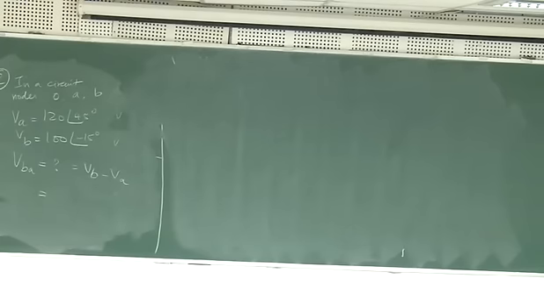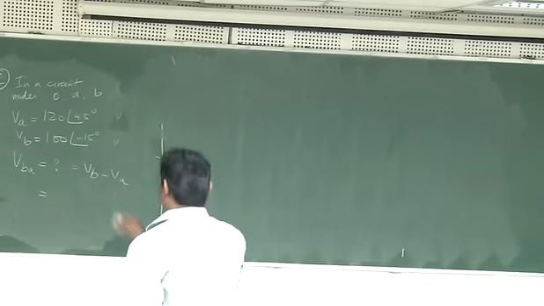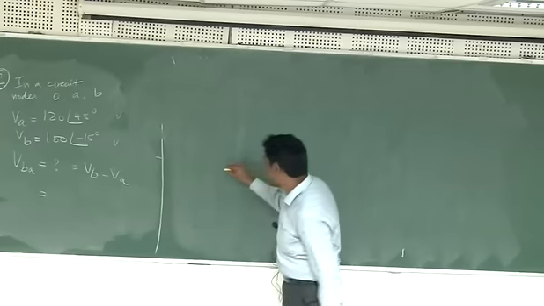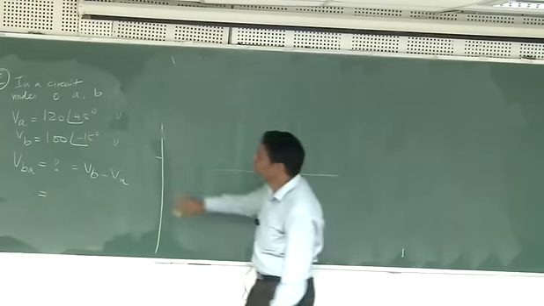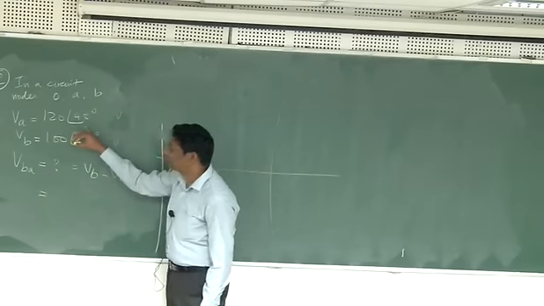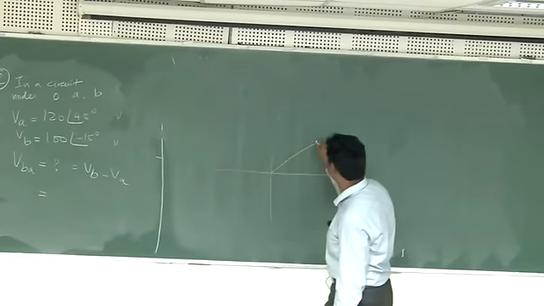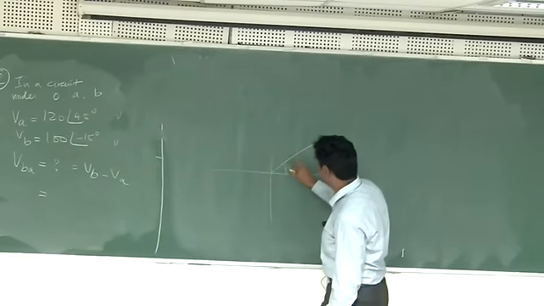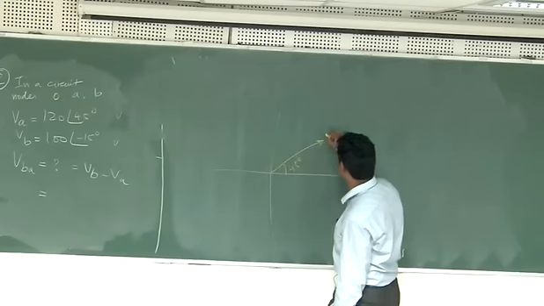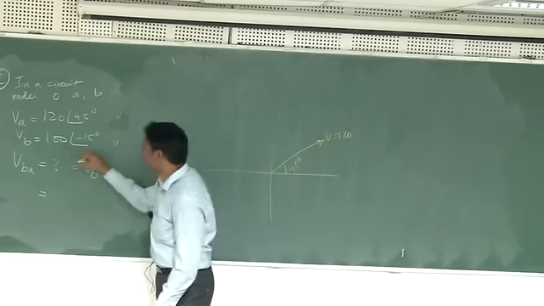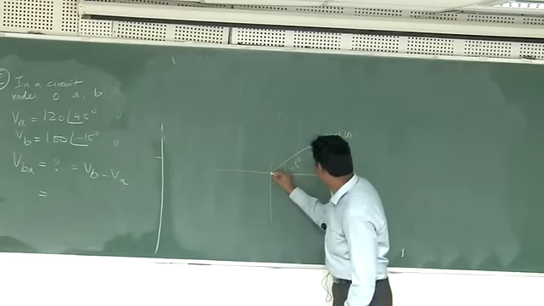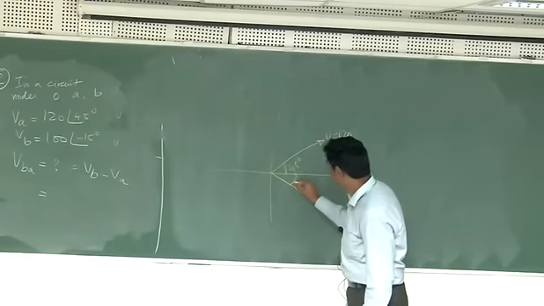I think this approach is better actually. Let's see. So I'll just quickly solve the thing. So just take an x-axis and y-axis. So the first one is VA, which is 120 at 45 degrees. So I'll write a 45 degree line, and the length is 120. And then this is 100 at minus 15. So this length is 100, and then this angle is minus 15.